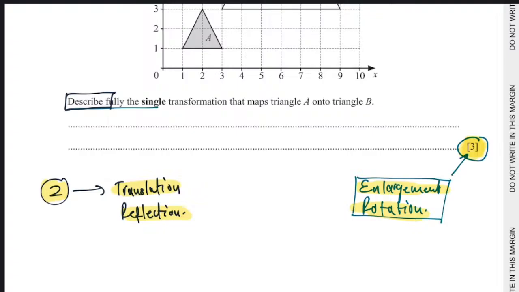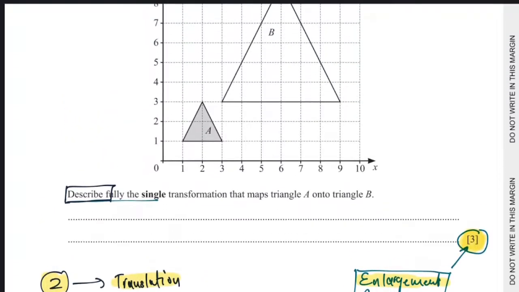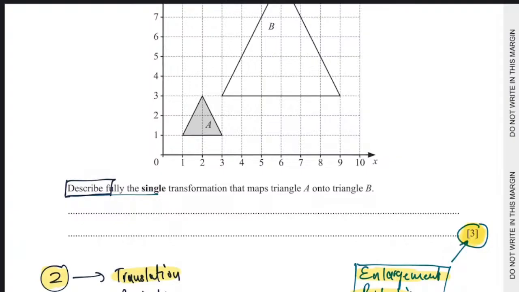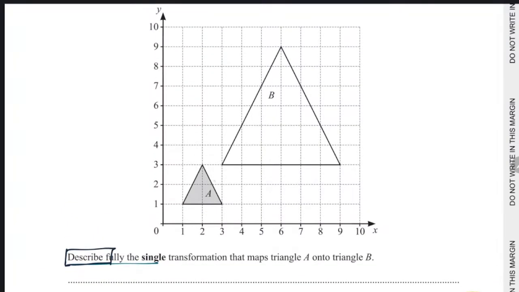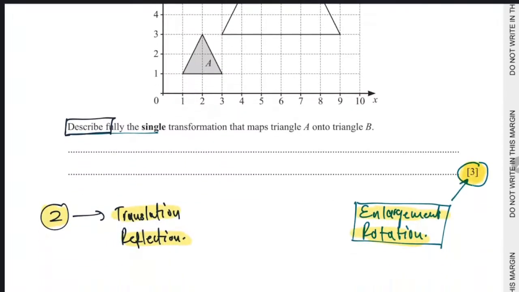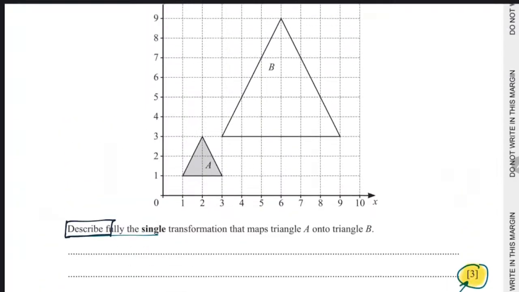Okay? And usually for core, it's enlargement which they give you. Remember when you see 3 marks, you know it's either enlargement or rotation, right? If the shape is now bigger, that means obviously it's enlargement, okay? If the size has changed, you say enlargement. Then you already have 1 mark, okay?